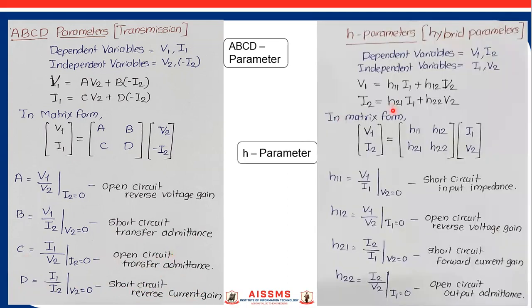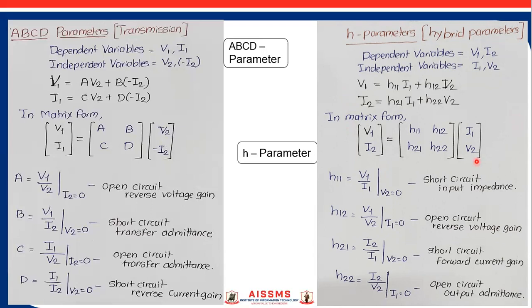Next is H parameter, that is hybrid parameter. Dependent variables are V1, I2, independent variables are I1, V2. This is an equation of H parameter. V1 equal to H11 I1 plus H12 V2. I2 equal to H21 I1 plus H22 V2. This is a matrix form of H parameter.